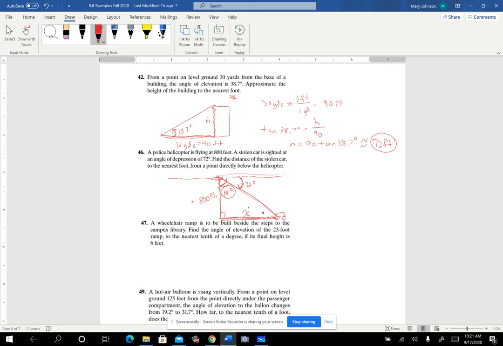So it looks like tangent again. And so it'd be tangent of 18 equals the X over the 800, opposite over adjacent. And then you'll finish working that one out.